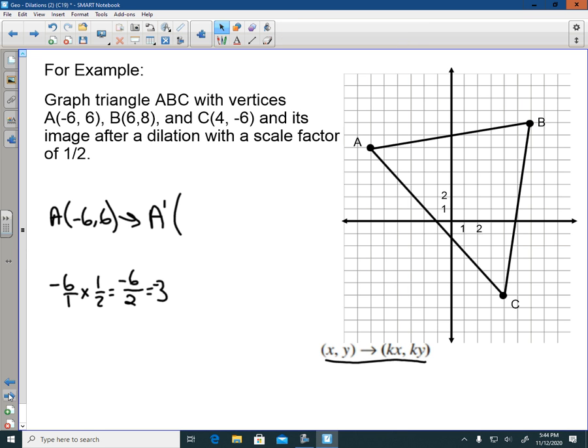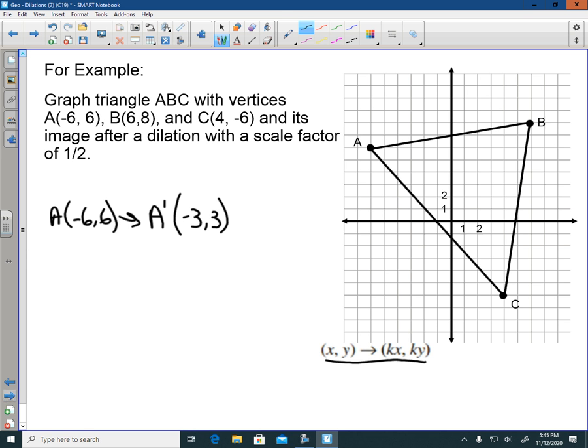So you can work with these fractions. That's why we did the fraction review at the beginning of the year. Or you can just ask yourself, well, how does this work? What is half of -6? Well, it's -3. What's half of +6?